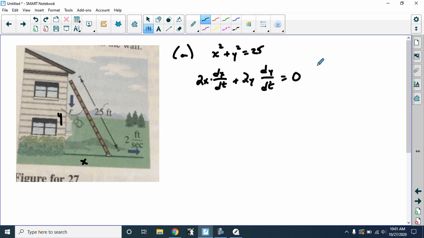We are asked how fast is the top moving down the wall when the base of the ladder is 7 feet from the wall. So if the base of the ladder is 7 feet from the wall, that's telling us x is 7. We also know that dx/dt is the rate at which x is changing. X is getting bigger by 2 feet per second. They don't tell us what y is.